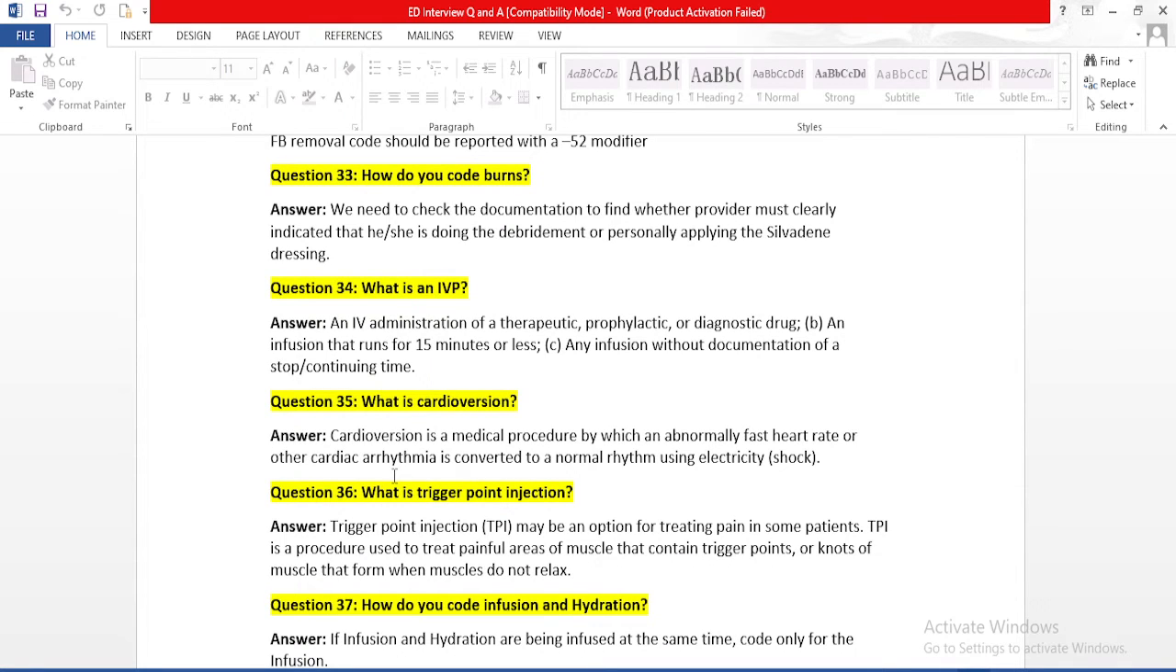Next question, how do you code burns? We need to check the documentation to find whether the provider has clearly indicated that he or she is doing the debridement or personally applying the silvadene dressing. These are the requirements in order to code the burns.